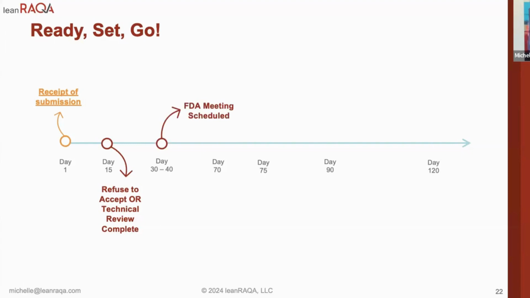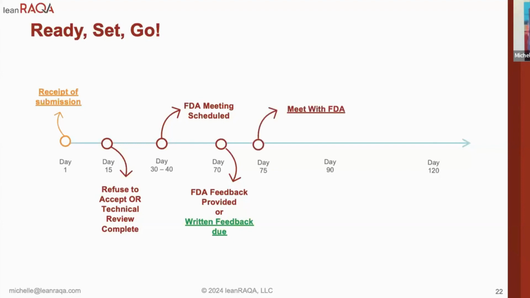Between day 30 and 40, if you have requested a teleconference or in-person meeting, they're going to reach out to you to schedule it. Then by day 70, you should have your FDA initial feedback if you're going to have a meeting, or your written feedback is due by day 70 and due in full. Now, one thing that's important, FDA does run pretty close to their predicted timelines for pre-submissions. By day 75, you should have your meeting with the FDA conducted and done.